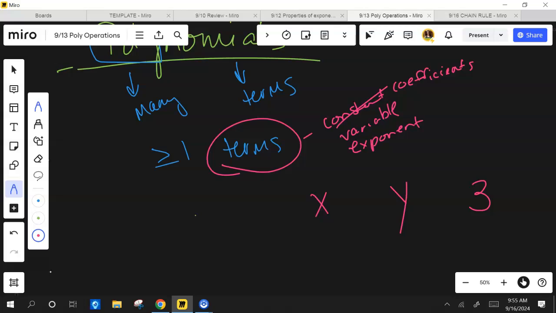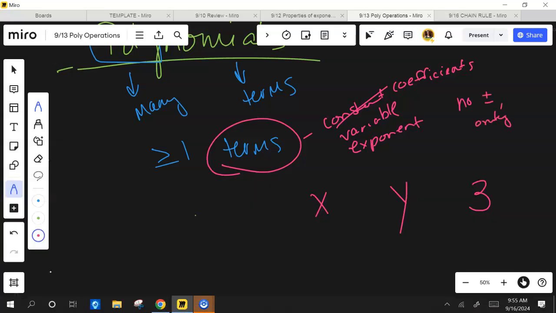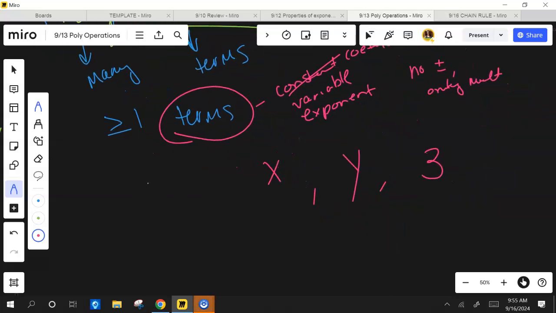So there's no addition or subtraction in terms. There's only multiplication. No plus or minus. Only multiply. So x, y, and 3, these are all terms. Give me another term that involves an exponent. X squared. Give me one that involves a coefficient: 2x squared. These are all terms. Do we agree?